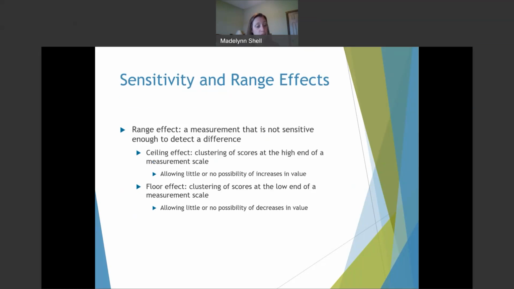Okay, there are some issues with sensitivity sometimes, and what we call range effects. The idea is that sometimes we have a measure that's not very good because it's not sensitive enough to detect a difference between groups if there really is one. So for example, a ceiling effect happens when everyone gets a really high score on your measure and you can't see any differences between people because everyone does really well.